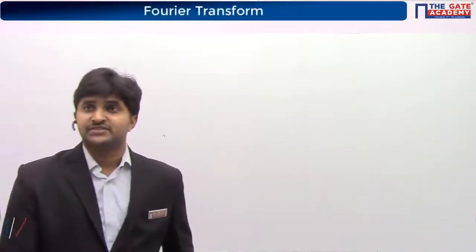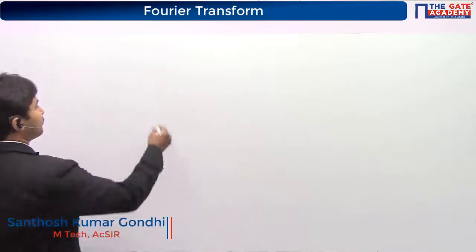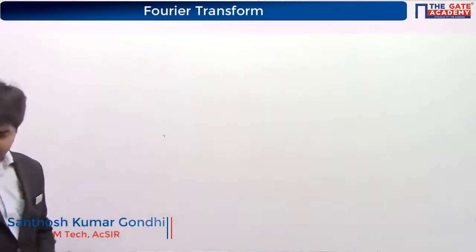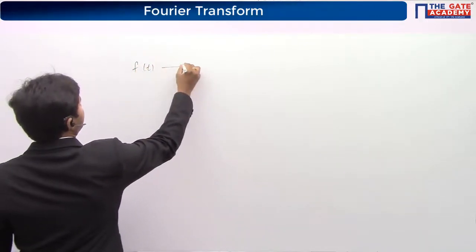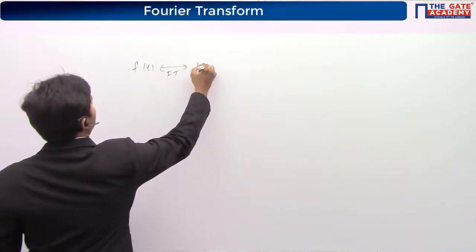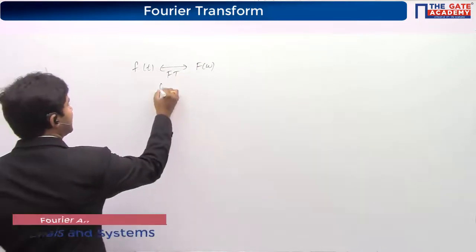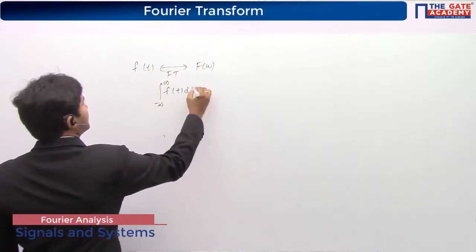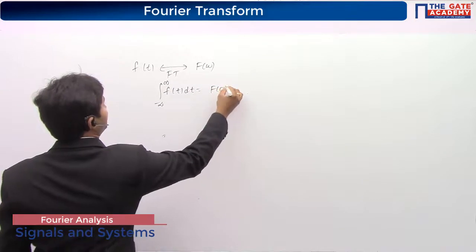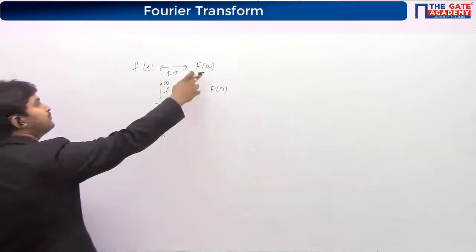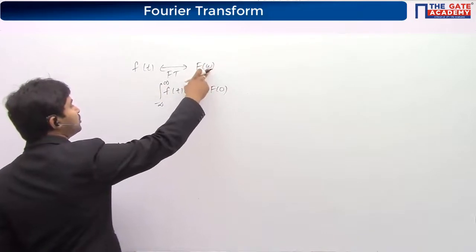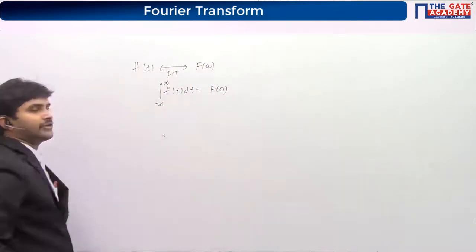I think in the last class we have seen the area property, did we? That if the signal f of t has the Fourier transform F of omega, then the area of f of t is given by capital F of 0. So we will find the Fourier transform and then put the value of omega equal to 0. That will give you the area of f of t.